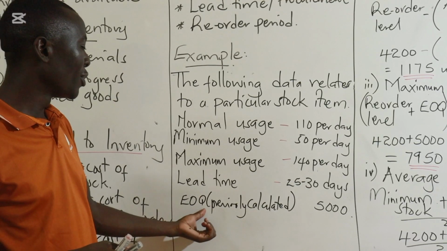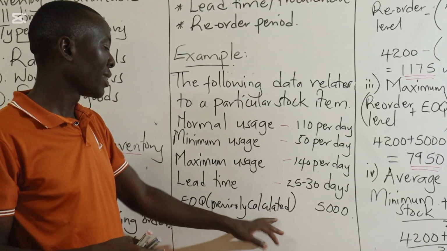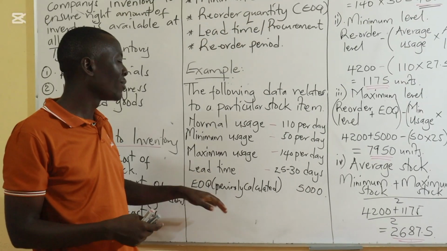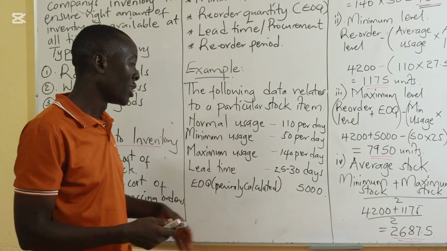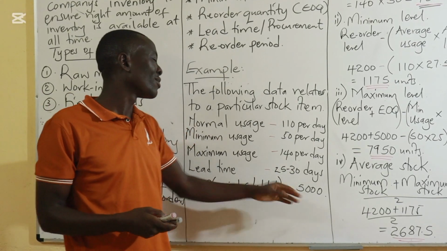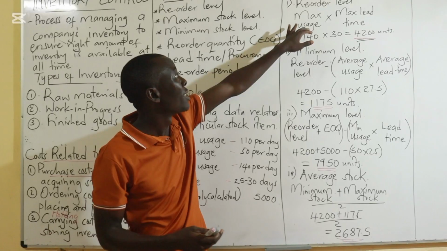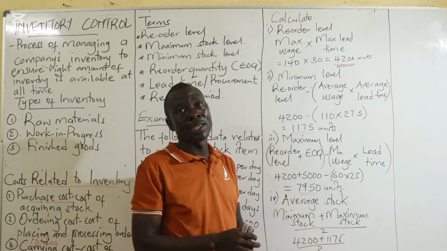Then we have the EOQ that was previously calculated. I've stated that EOQ is the reorder quantity, and this is the amount that we order each and every time. We have been given 5,000. This is from the previous experience, and therefore we are being asked to calculate the reorder level as the first item.